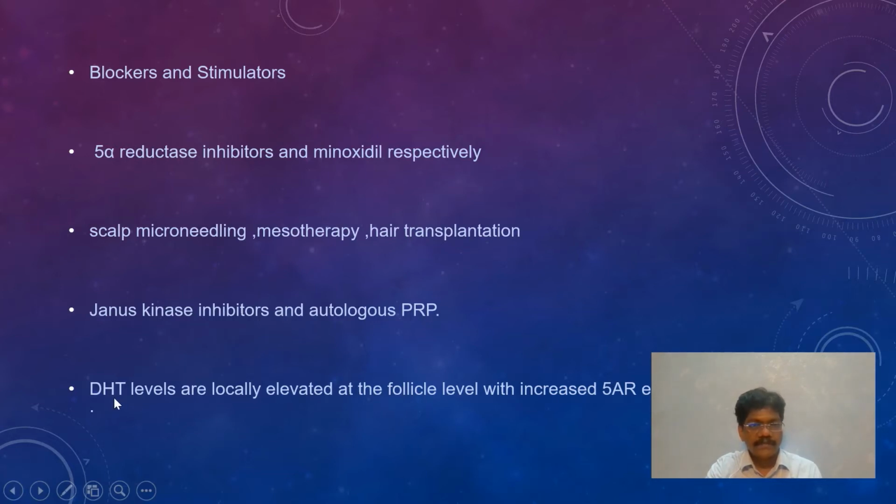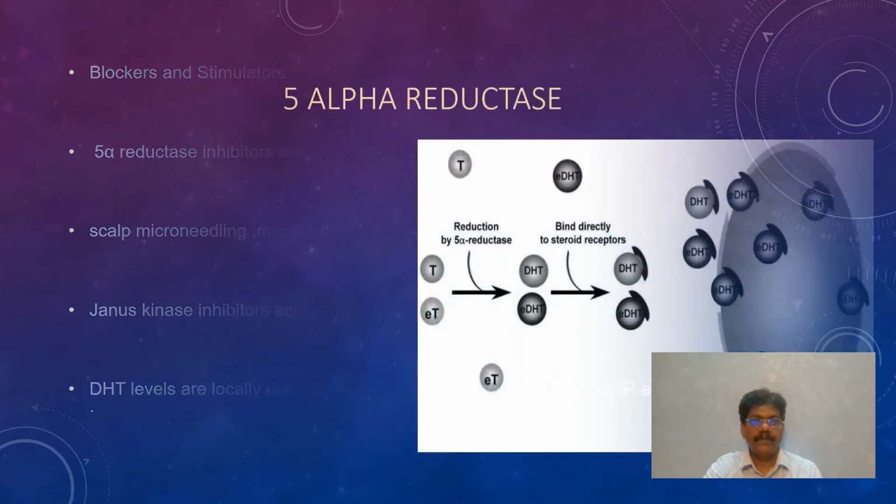So DHT levels are locally elevated at the follicle level. Also, there is increased local representation of the 5-alpha reductase enzyme. Also, there is increased receptor sensitivity. These three are the main causes in androgen-related hair loss, or genetic hair loss.